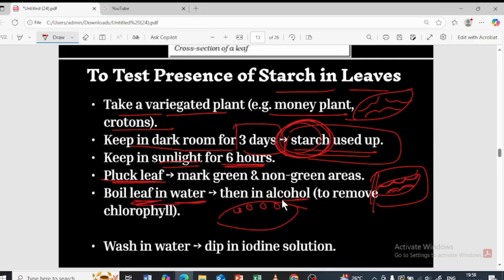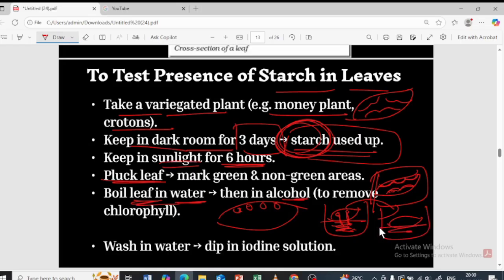Then I am going to dip the boiled leaf in the alcohol solution, because the chloroplast has already been ruptured, and the chlorophyll pigment will get out of the cells into the alcohol. Alcohol will take up all of the chlorophyll pigment present in the chloroplast cell. Then I will take this leaf and wash it with the water, so it will be colorless, because all of the green pigment has gone at this point.